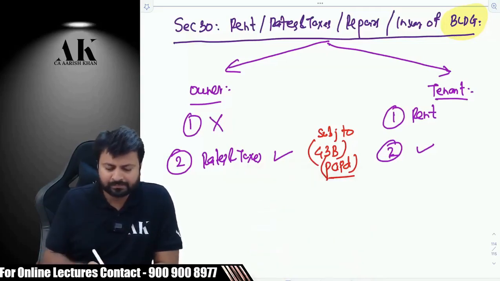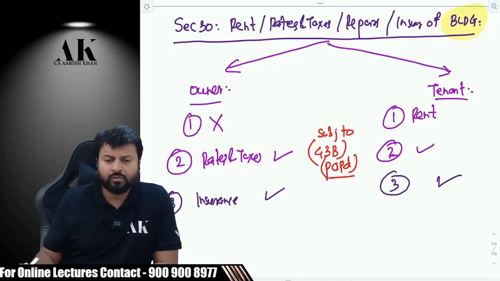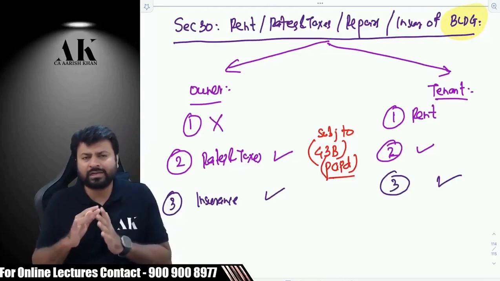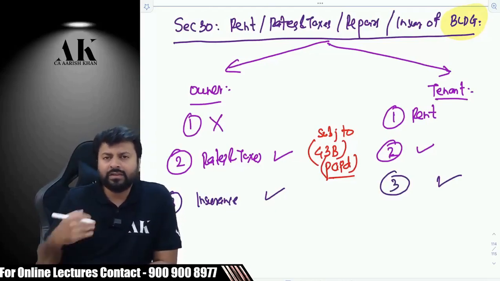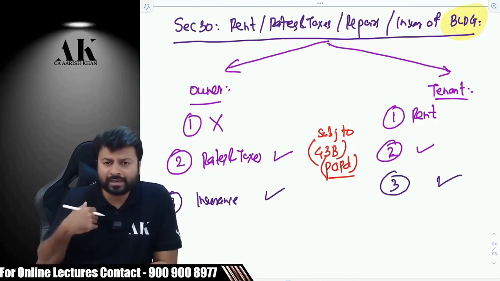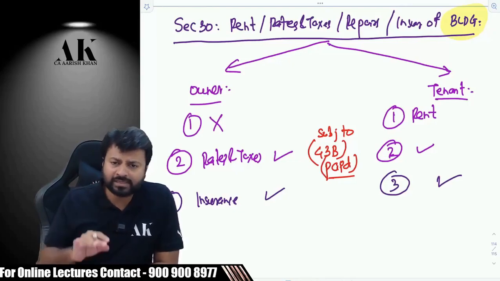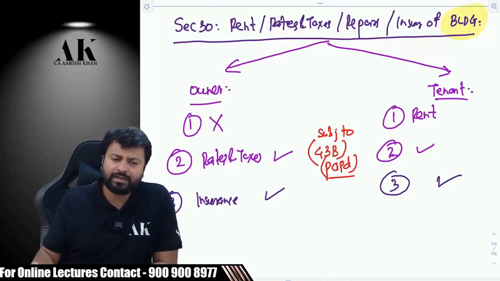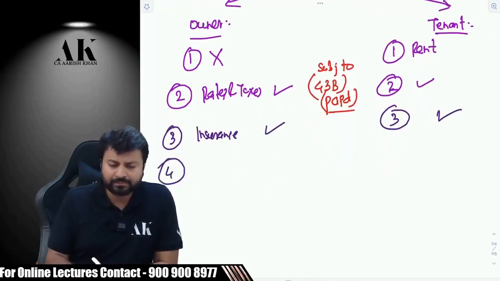Third one, insurance. Insurance premium will also be allowed to both. Whomsoever will pay. If I am an owner of the building, running my own business or classes over there, and if I am making the payment of insurance, I will get the deduction. If I am not an owner but I am a tenant doing my business in premises which I don't own, then also if I make the insurance premium payment, I will get the deduction. No harm in that. And the fourth and the last expense.